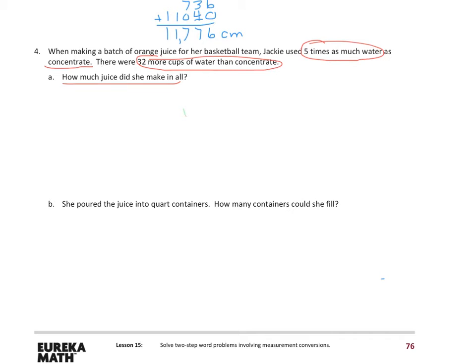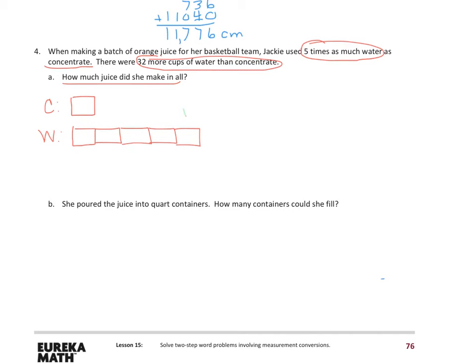So let's do a tape diagram. We do know that there's concentrate, so we'll label that as C, and then we'll label that as W for water. So this is concentrate and water. It says that Jackie used 5 times as much water as concentrate. So if concentrate was just one little box, that means for water, if it's 5 times as much, that's going to be 5 little boxes.